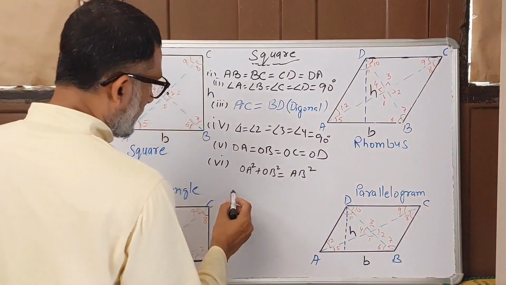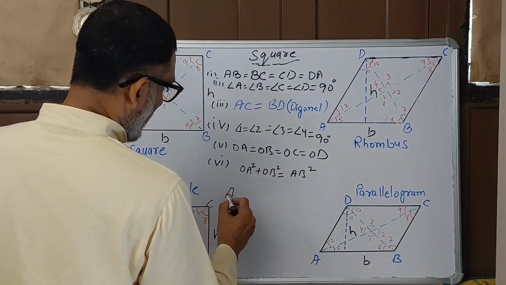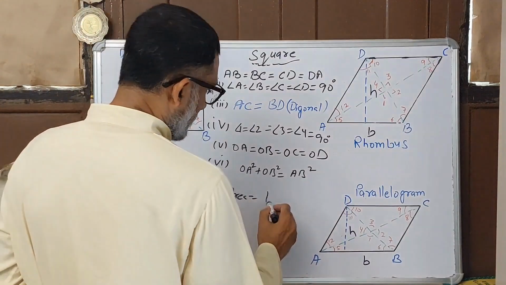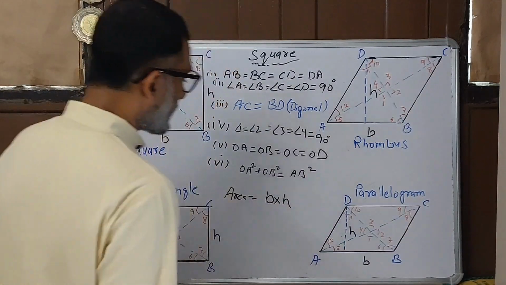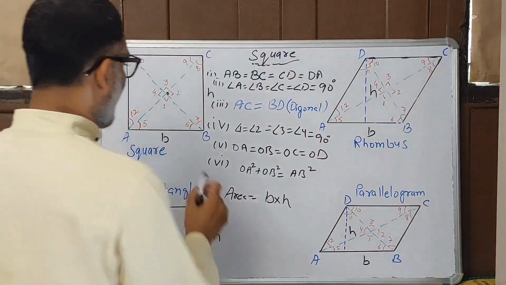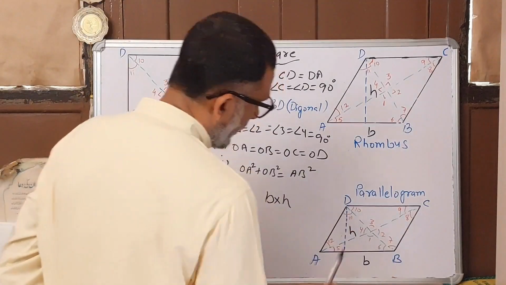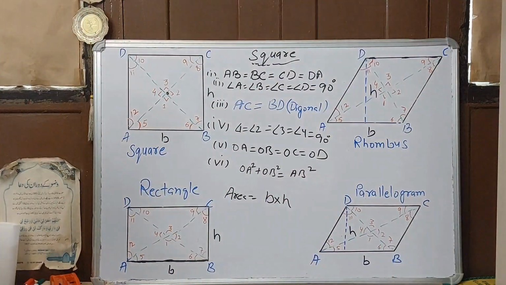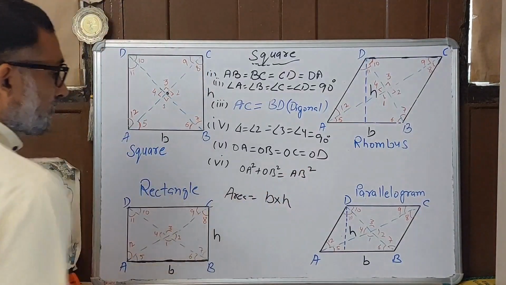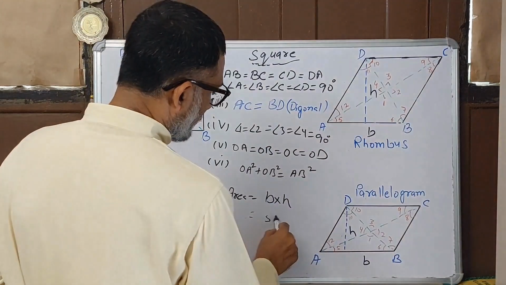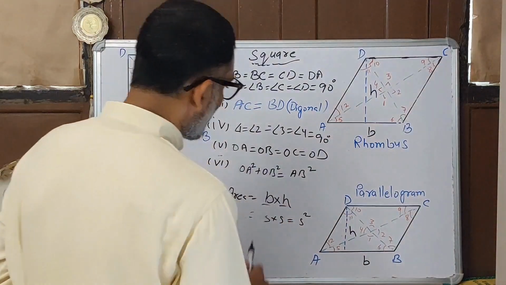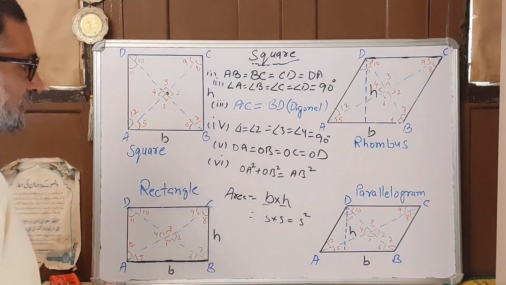Now we will learn again about the area of all these figures. It's just base into height. What is the formula? Base into height for all the figures. It will work whether it is a square, rhombus, parallelogram, or rectangle. Just take its base and its height. When base and height are the same, it will become side into side, which is side square. Otherwise it will remain as b into h. If b is different, then it will be written as it is.